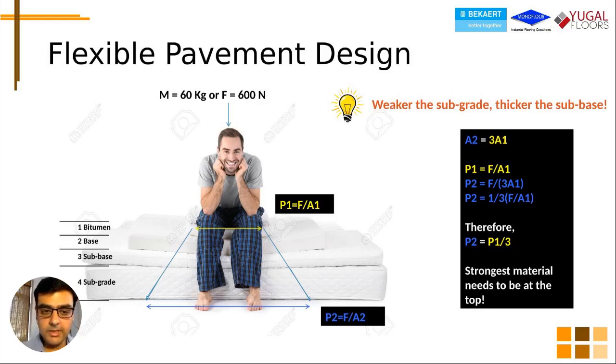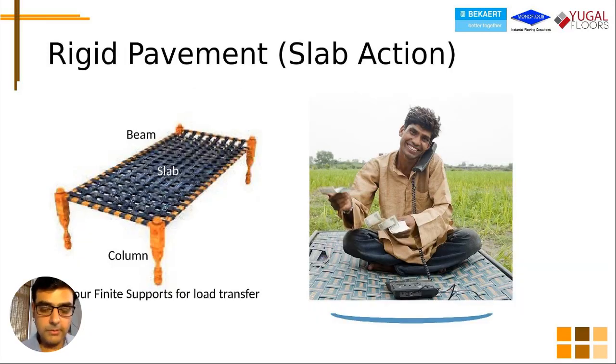That you might be able to understand in the triangle that I've tried to draw here. So you can use cheaper, lower strength materials in lower layers, and you need stronger materials in top layers. And if you look at the right top, I said weaker the subgrade, thicker should be the sub base. So that is how your sub base is designed, taking into consideration the subgrade.